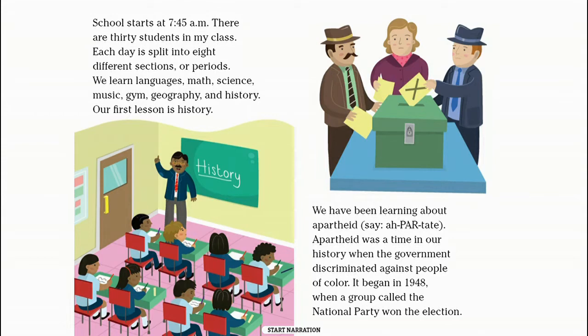In our history class, we have been learning about apartheid. Apartheid was a time in our history when the government discriminated against people of color. People with browner skins, with darker skins. It began in 1948, some 70 years ago, when a group called the National Party won the election. Do you know how elections work?